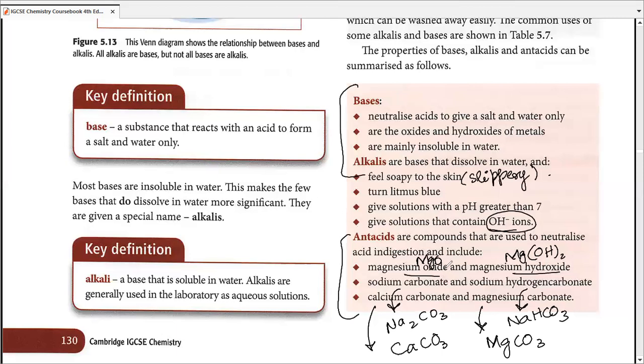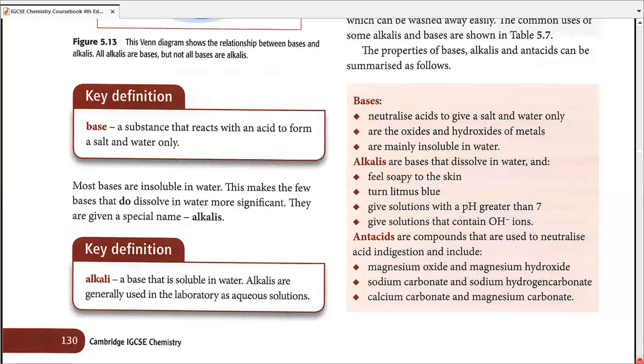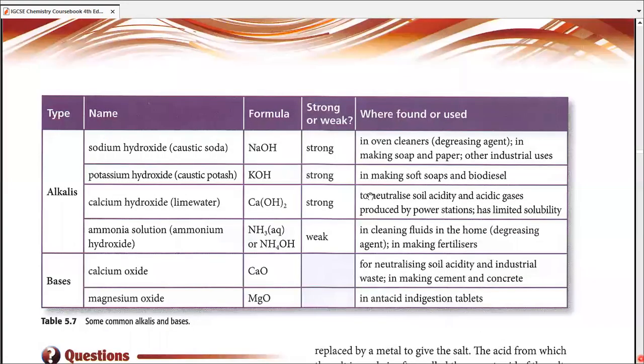Remember, antacids are specific compounds that can neutralize acid indigestion, and they're not bad for the human body. So all the formulas written over here can easily be ingested by a human, and they won't give any problems to humans. That's why we use baking soda so easily. We use sodium carbonate so easily. We use milk of magnesia so easily. Right? So moving on, we have a big, huge table differentiating between alkalis and bases and their common usages.